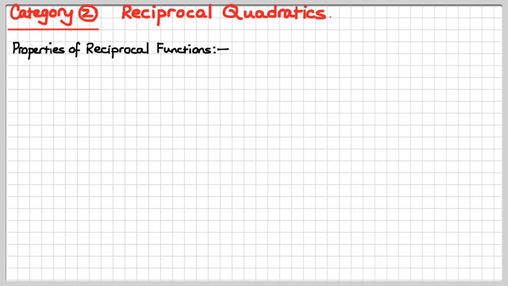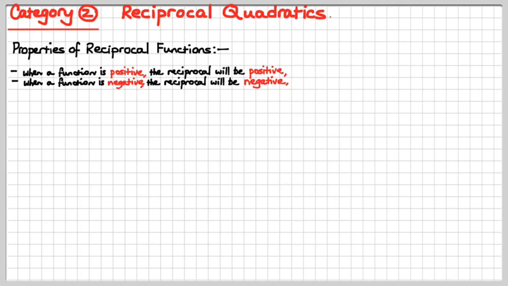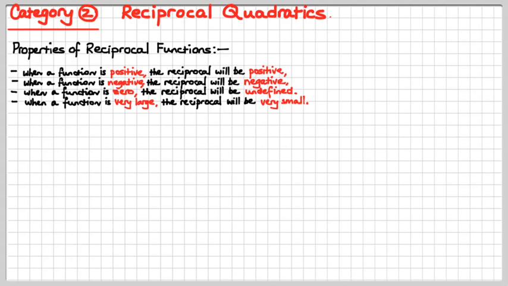Now, properties of reciprocal functions. I thought I'd just go over this again. Reciprocal functions are really easy to work out, but you must bear in mind the following guidelines to make them easy. When a function is positive, the reciprocal will be positive. Elementary, my dear Watson. When a function is negative, yes, the reciprocal will be negative. When a function is 0, the reciprocal will be undefined because you'll have 1 or something over 0, right? Can't do that. That causes mathematical mayhem. When the function is very large, the reciprocal will be very small, won't it? Of course, something over very large is very small.